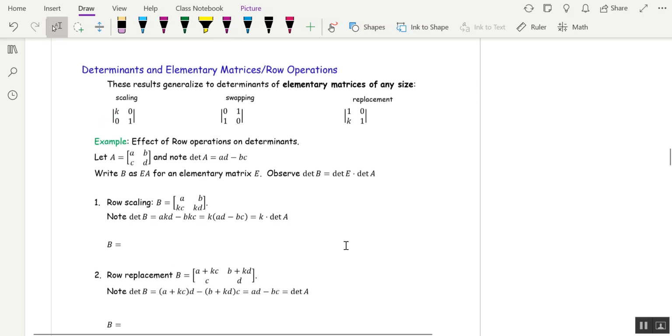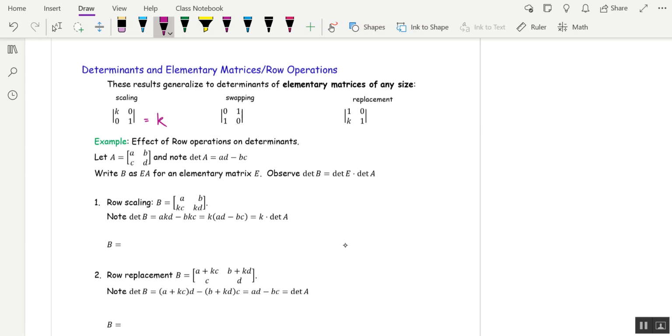Do you remember what elementary matrices are? I hope so. An elementary matrix is a matrix you get from the identity by performing one row operation. So if you perform a scaling operation, let's see what that does to the determinant. The determinant of this matrix is k, where k is the number I scaled a row by. Let's do the swapping.